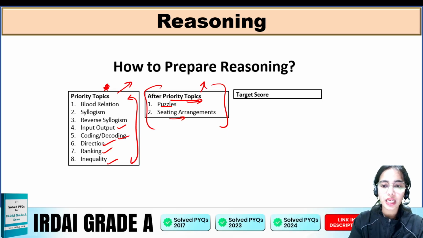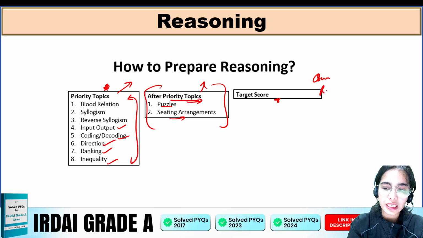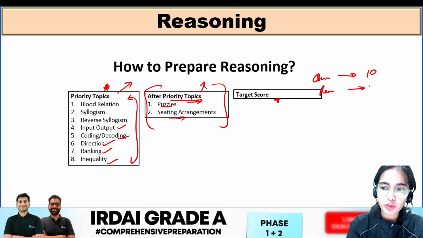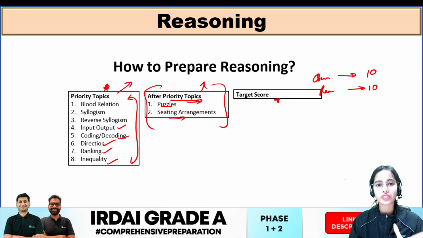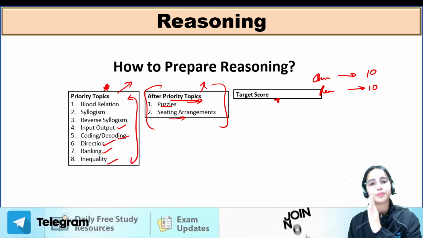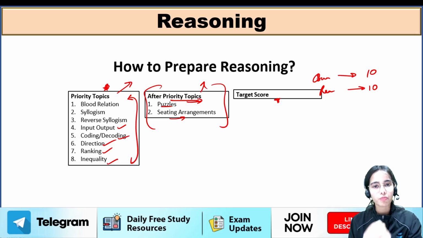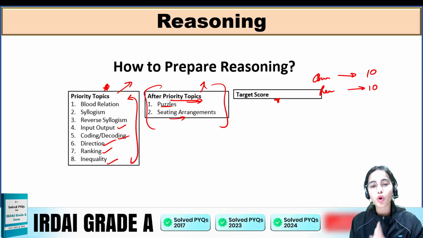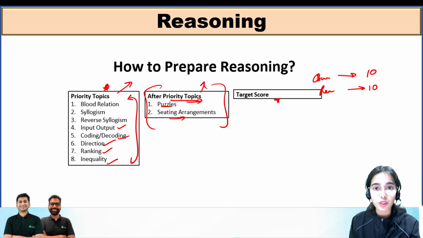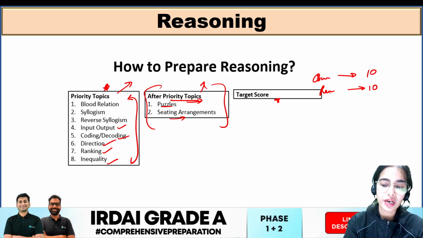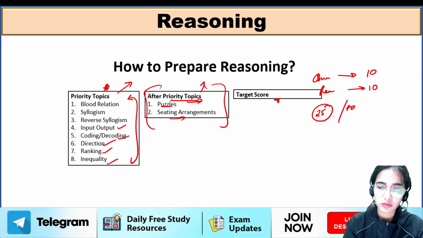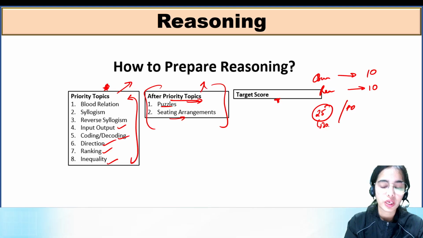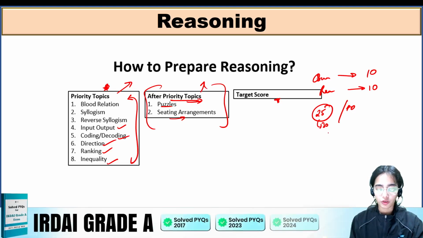So the target score for quant and reasoning. As per the previous trend we have seen, with 25% of the marks you are able to clear the sectional cutoff. But here I am again telling you that you do not only have to clear the sectional cutoff, you have to clear the overall cutoff also. So the target score in quant and reasoning, keep the target at 25 out of 40, or 25 to 30 out of 40, if you want to clear the overall cutoff.